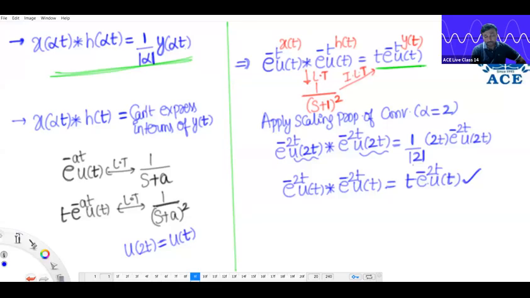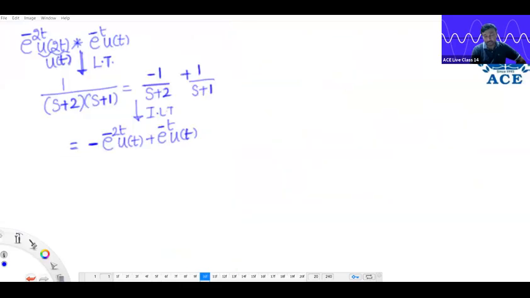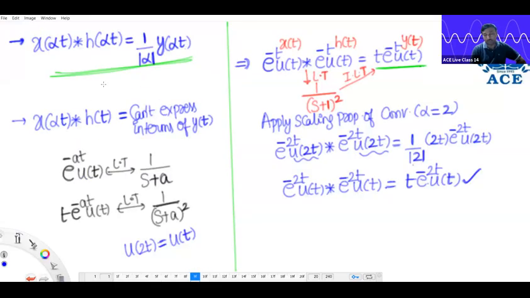Okay. I will show the next slide in a few minutes. First, everyone go through this. For 2 minutes, go through this slide first.